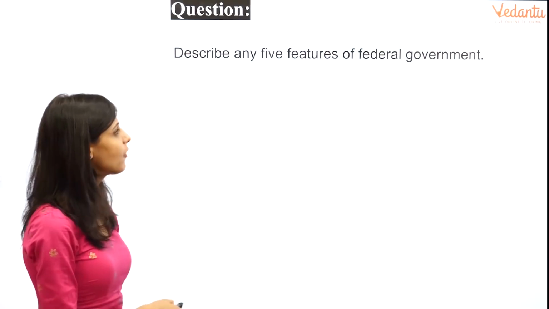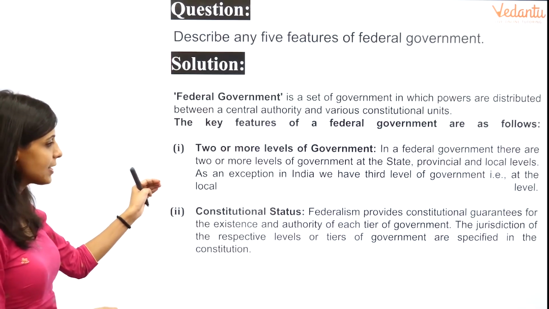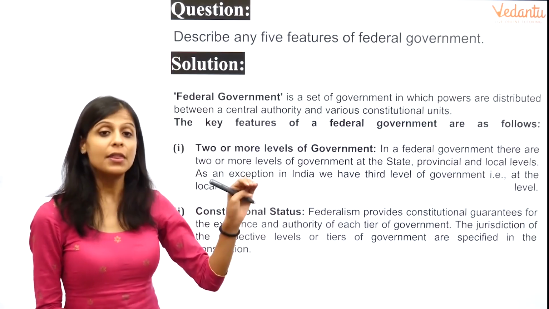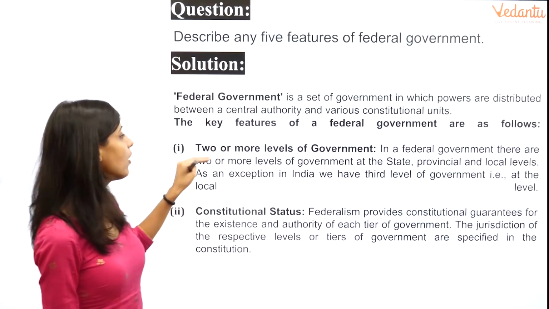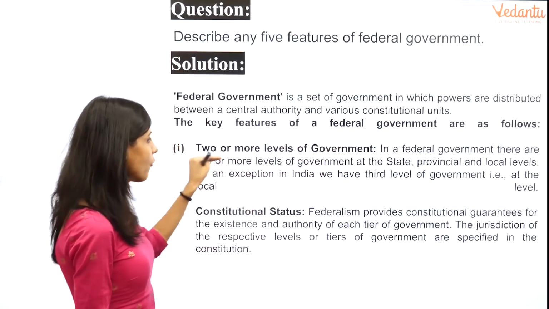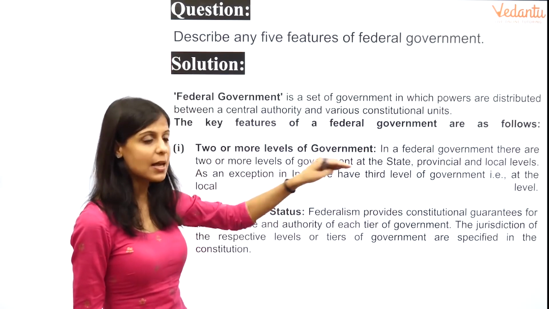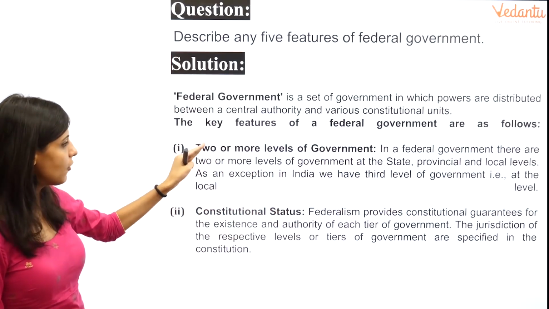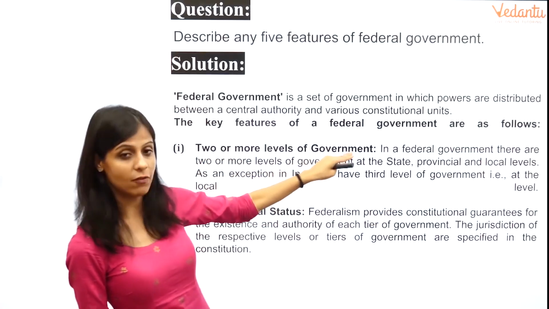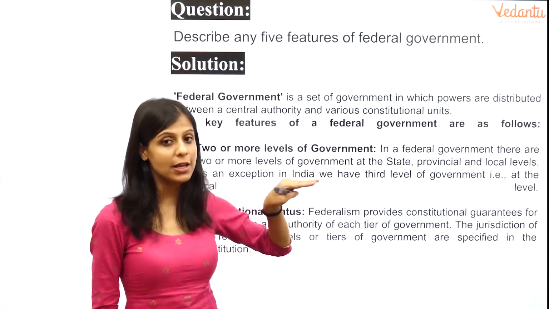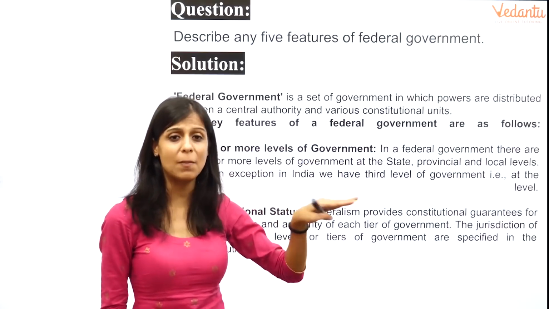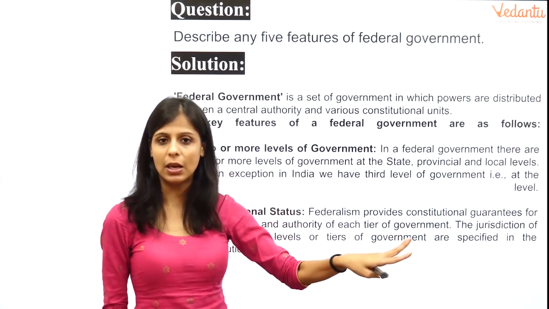Then tell that yes, you're going to explain the 5 features. So when you talk about the 5 features, please ensure that the features that you're going to mark have a separate phrase that's going to separate it from the content that you're going to write. For example, I'm talking about the first key feature, that there are 2 or more levels of government. Okay? You are going to explain that it's going to be state level, it's going to be at the provincial level, or maybe at the local level.